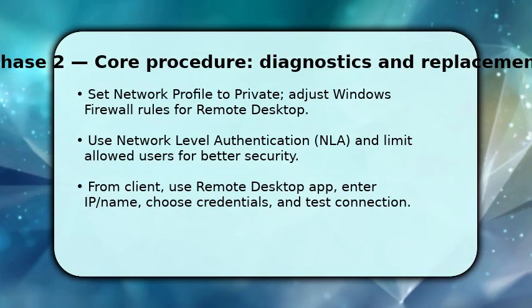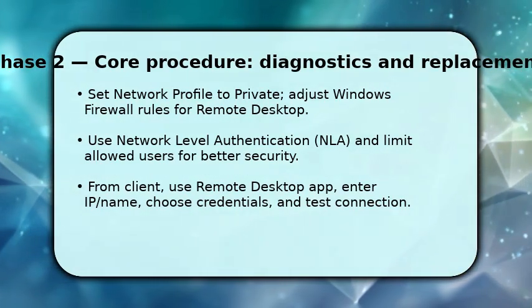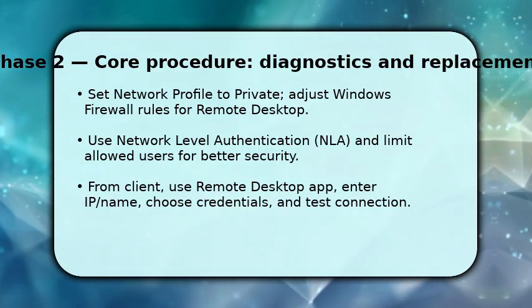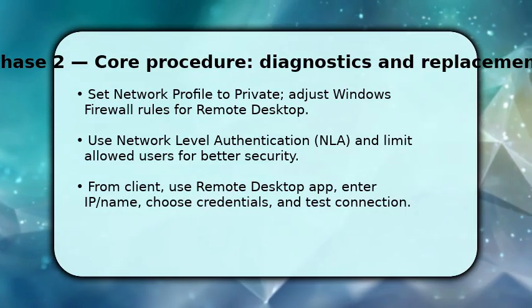Now focus on secure connection. Change your network profile to private, which eases discovery, and tighten Windows Firewall to allow remote desktop only on that profile. Enable network-level authentication so the client authenticates before a full session starts.